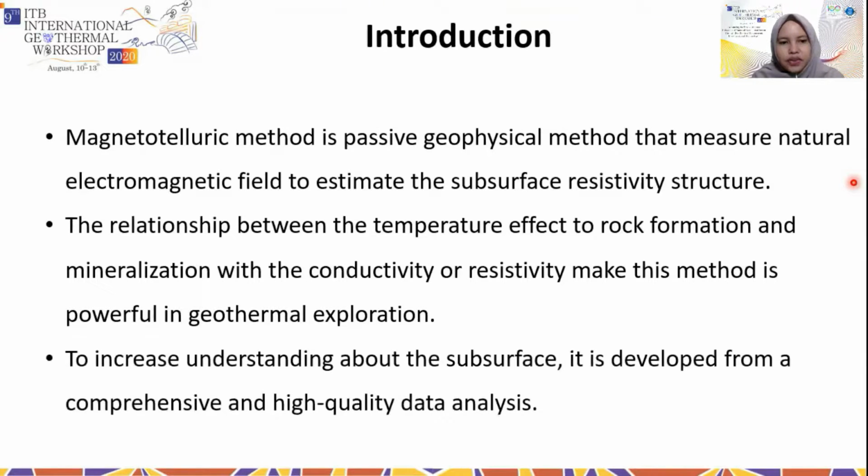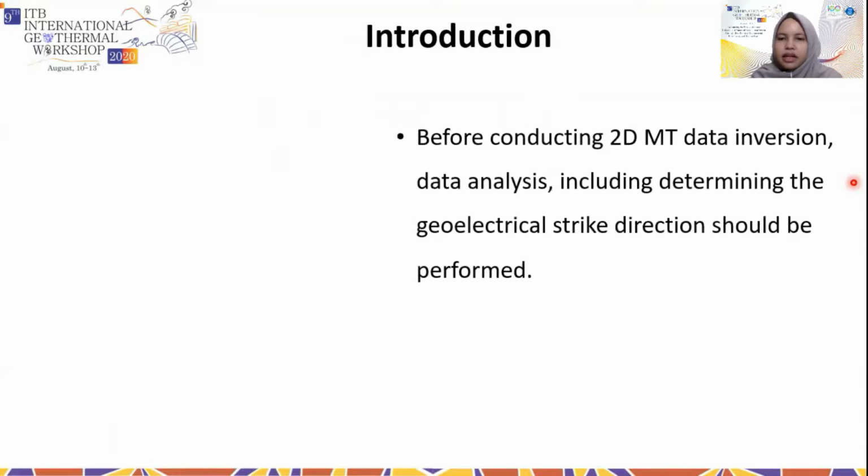But to increase understanding of the subsurface, it needs comprehensive and high-quality data analysis. So, before conducting MT data inversion, data analysis, including determining the geoelectrical strike direction, should be performed. It's because there is an assumption that should be fulfilled. The MT data have to be rotated to the geoelectrical strike direction before we perform MT data inversion.